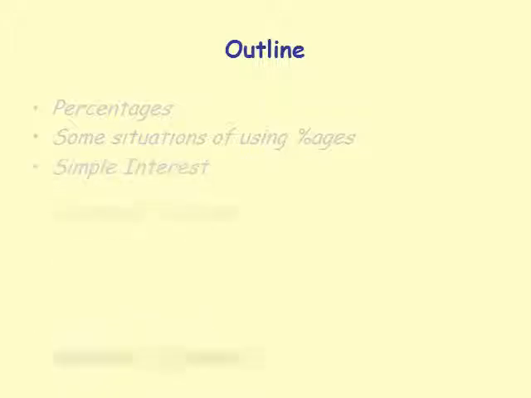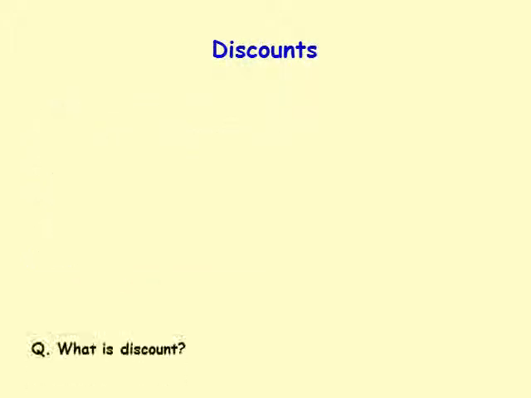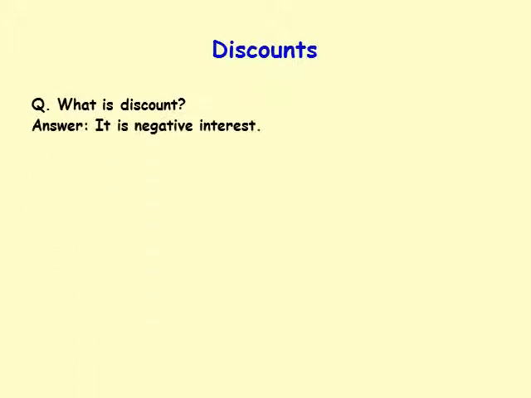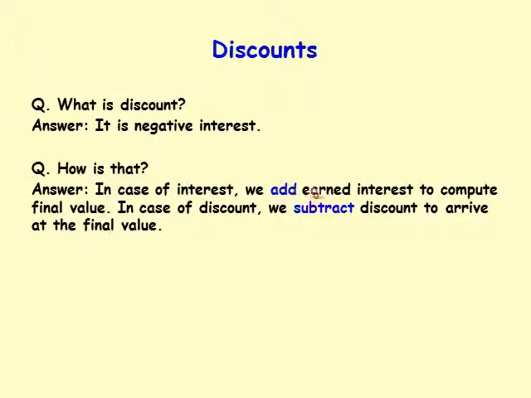Let's go to the next section now. The next section is about discounts. We already discussed the first sections here. What's a discount? It's a negative interest. It's like a negative interest. In the case of interest, we add earned interest to compute the final value. In the case of discount, we subtract the discount to arrive at a final value.